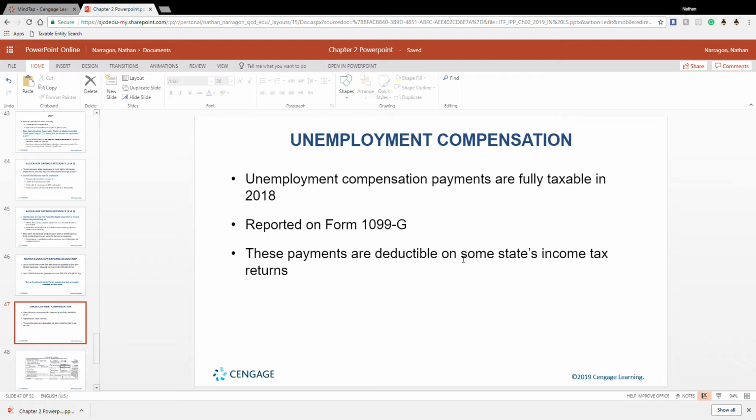Unemployment compensation. So basically, you're out of work, you're getting unemployment benefits from the state of Texas or federal. They get reported on a Form 1099-G, and these payments are deductible on some state income tax returns, but they are actually included as income. You get unemployment, you have to pay your tax.